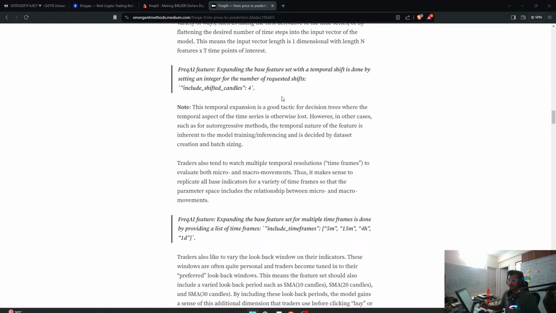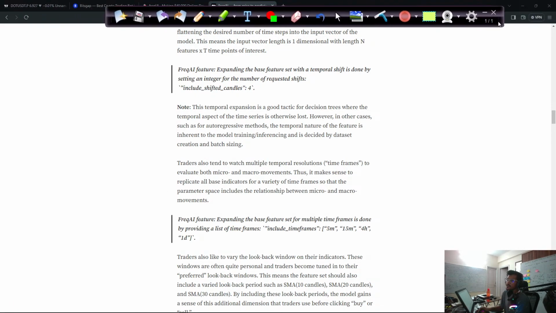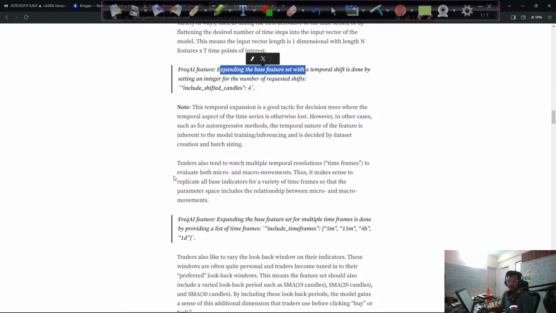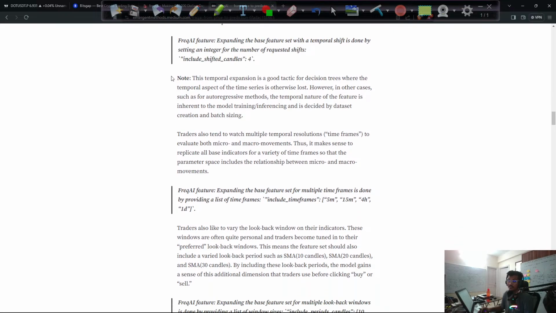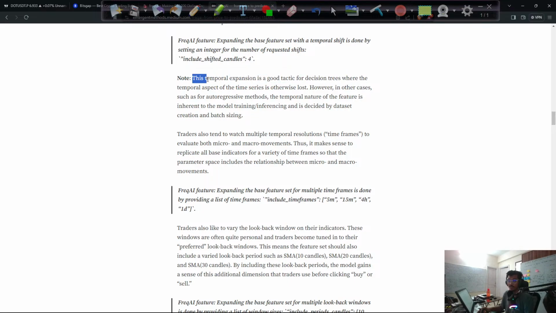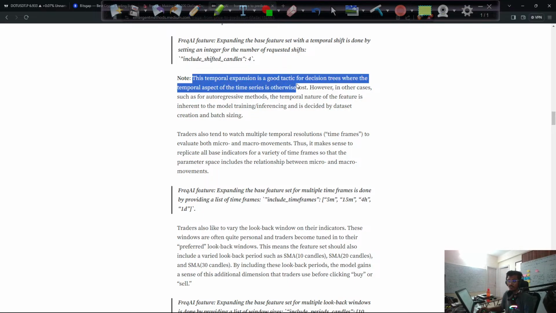Let's continue reading. All right. So FreqAI feature expanding the base feature set with a temporal shift is done by setting an integer for the number of requested shifts. So include shifted candles for it's good. Note this temporal expansion is a good tactic for decision trees where the temporal aspect of the time series is otherwise lost.